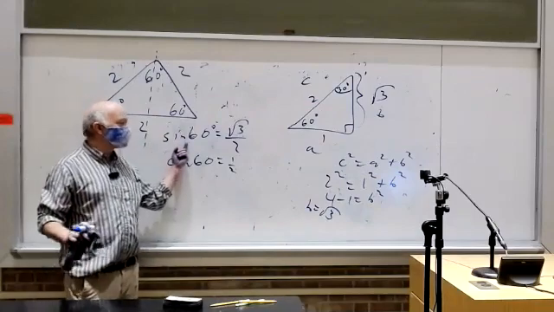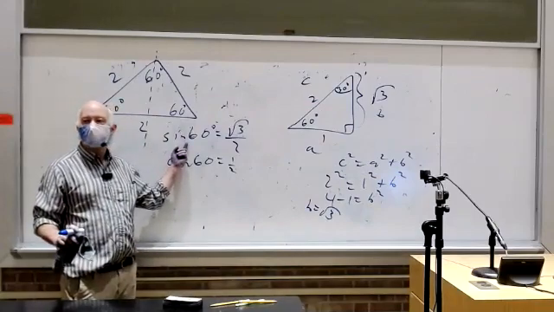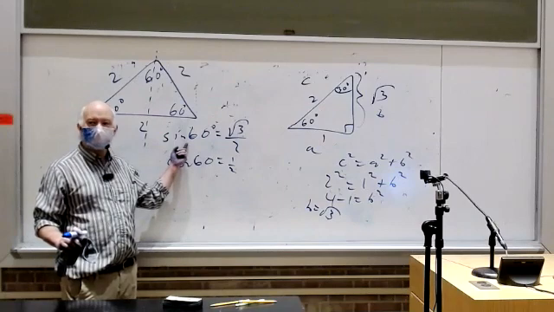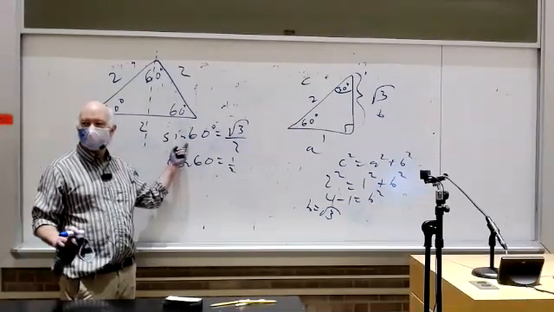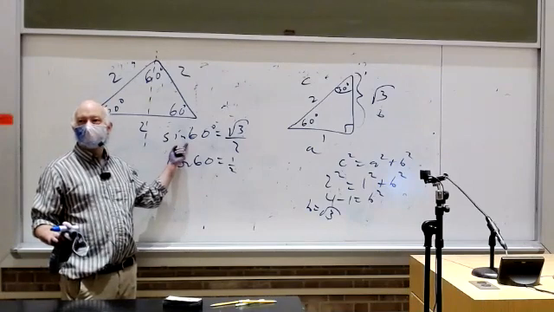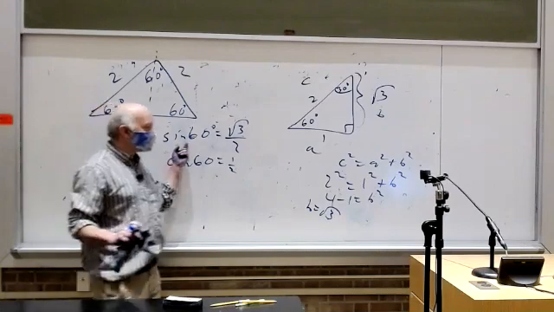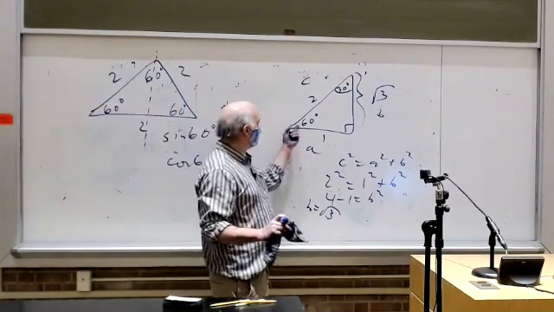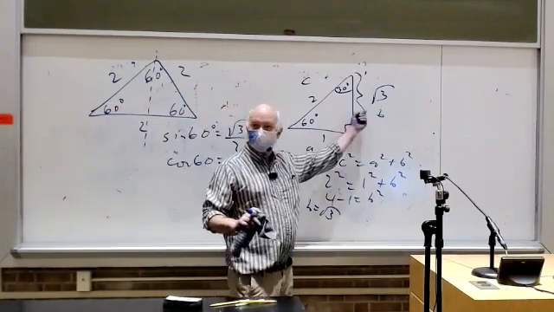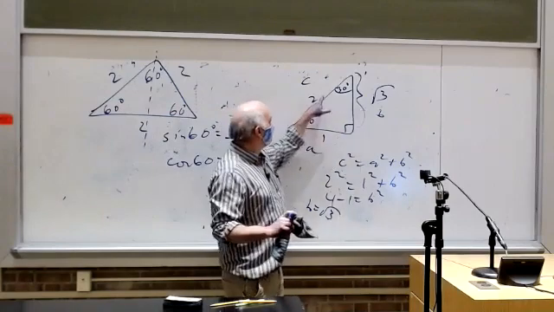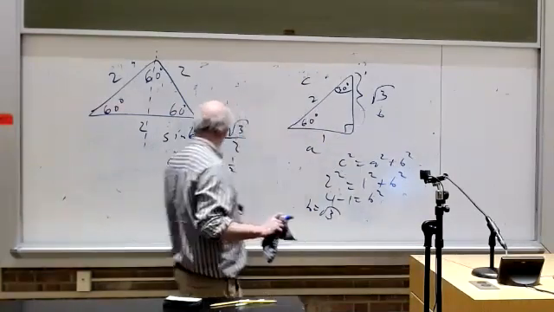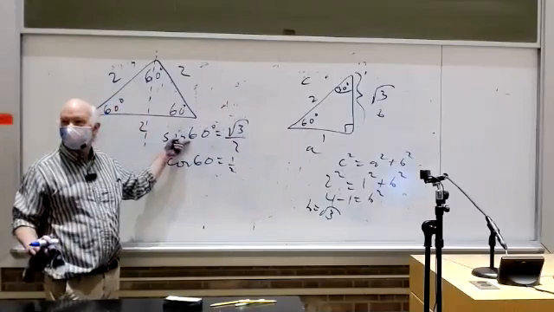What is the definition of sine of an angle? No, not cosine. Sine is opposite over hypotenuse. So what do you have here? Opposite, square root of 3, over 2. That's what you get for this guy.